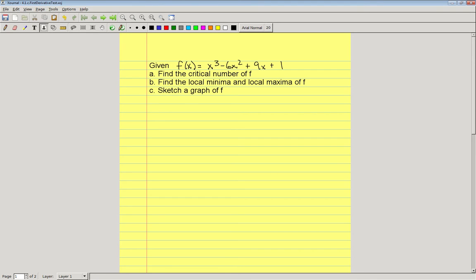Let's look at an example and determine the following about the function f of x equals x cubed minus 6x squared plus 9x plus 1. We would like to find the critical numbers of f. We would like to find the local minima and local maxima of our function f, and then we would also like to sketch a graph.